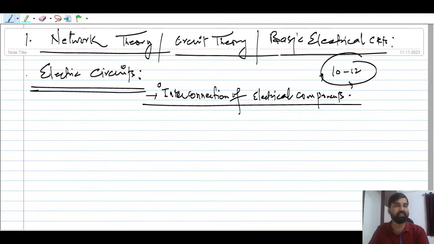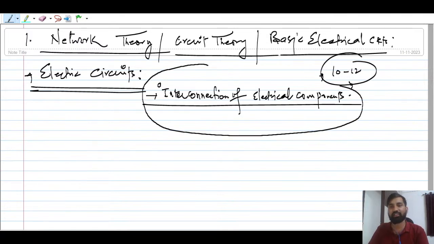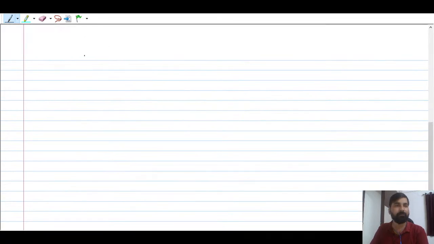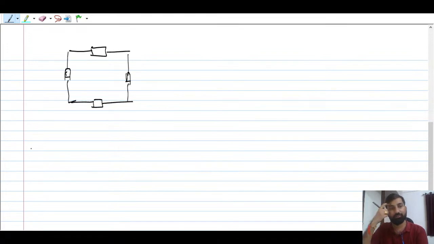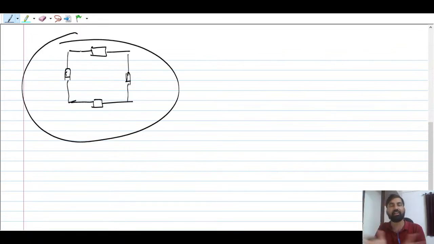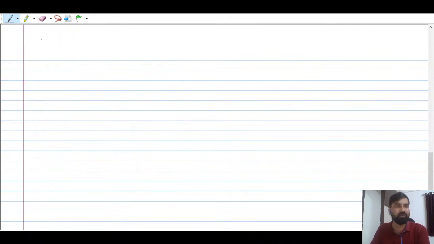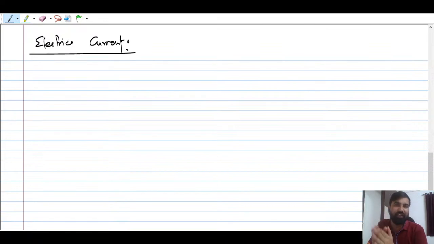What is an electrical circuit? An electrical circuit is nothing but an interconnection of electrical components. Suppose this is going to be an electrical circuit; we have just interconnected all the elements. But first of all, we will talk about what is electric current. We don't have to talk about the difference between circuit and network, because everybody knows these things. We have to quickly revise.